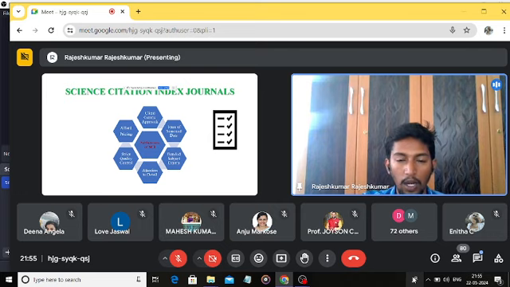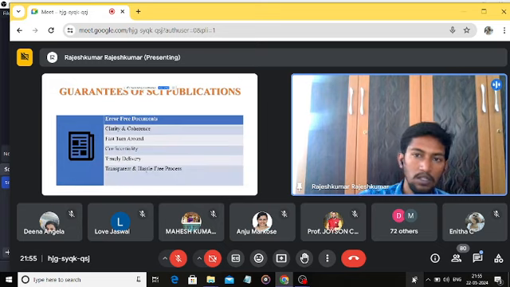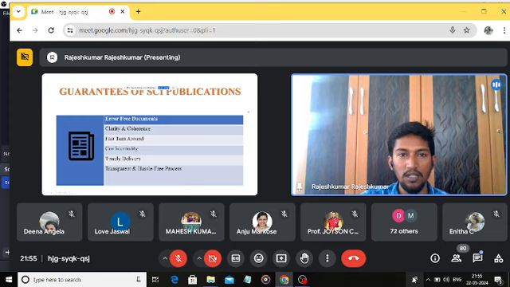If I am not doing that, they will not accept the papers, and for a long time, even for a lifetime, we will not be eligible to get it. And this is the main thing for the Science Citation Index. They give guarantees, like an assurance, of the Science Citation Index.